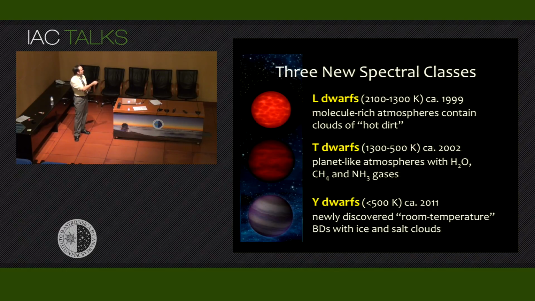I have a soft spot for the T dwarfs because this is what I worked on in my thesis. These are objects that are now cool enough to form methane. So the carbon monoxide converts over to methane, so methane becomes the main carbon-bearing species in these atmospheres. But you also get other gases like ammonia and CO2.